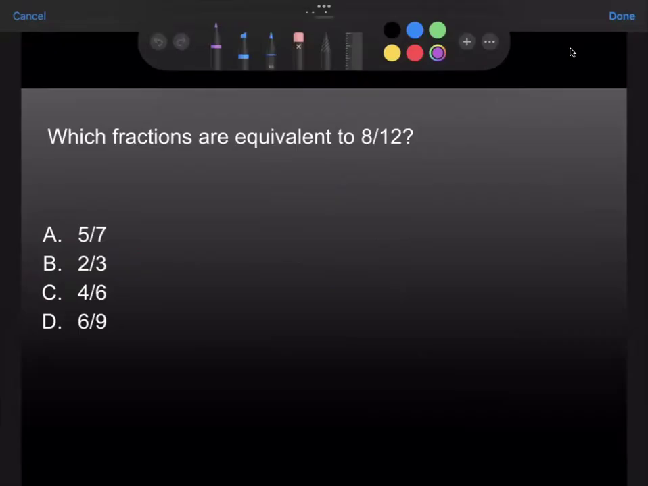Okay, so here is our next one. We want to know which fractions from this list are equivalent to 8/12. So I'm going to go ahead and write 8/12 here. Now I'm going to show you another method you can use to determine if two fractions are equivalent. This one is called cross product or cross multiplication.